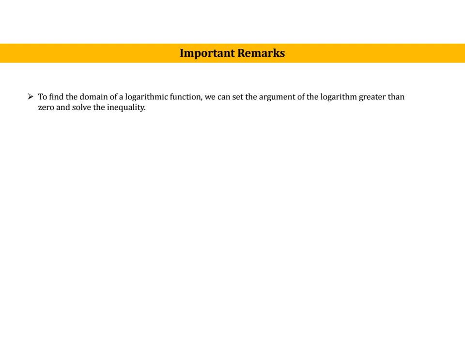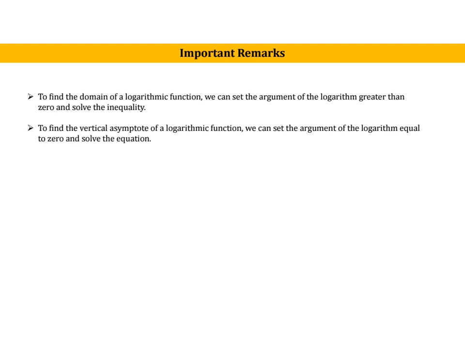Now, if we are going to try to find the domain of a logarithmic function, we can take the argument of the logarithm and set it greater than 0 and solve that inequality. To find the vertical asymptote, we can take the argument of the logarithm and set it equal to 0 and solve that equation.